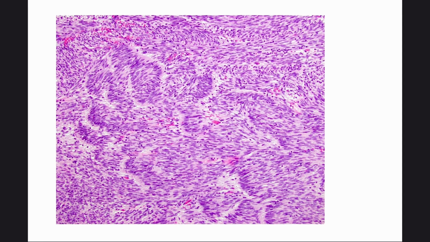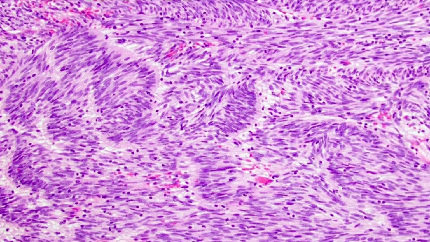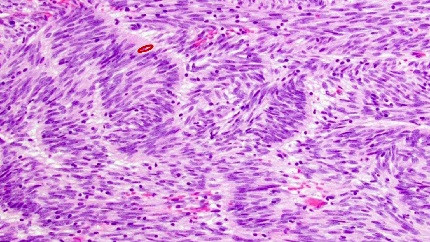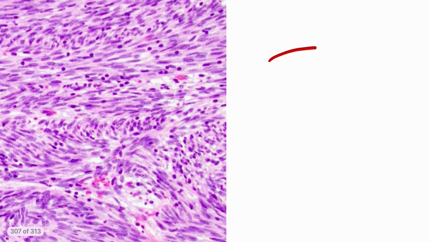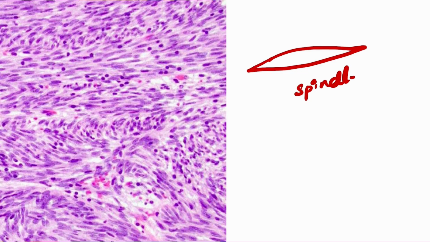This slide shows you spindle cells. Most of the pictures are spindle cells. Spindle means they are elongated with tapered ends. You can visualize the nuclei of the cells; the purple stain is the nuclei. They are elongated, they have tapering ends, meaning the ends are pointed. This is said to be a spindle shape.